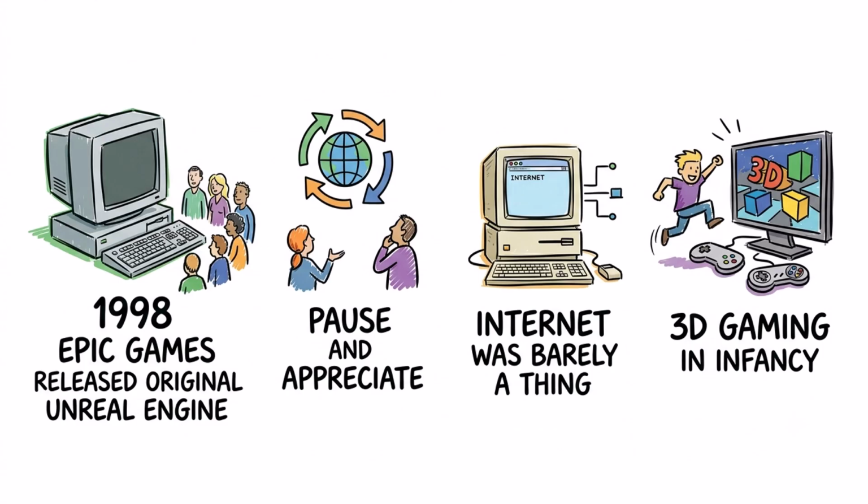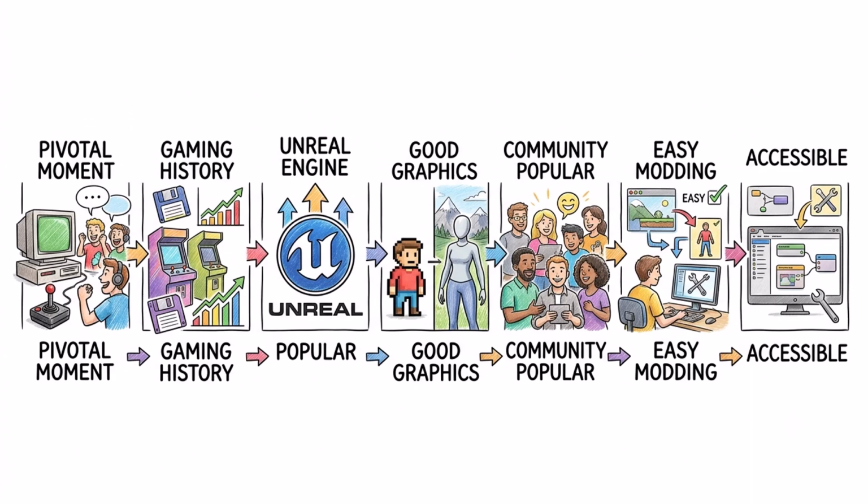Epic Games released the original Unreal Engine in 1998. Let's just pause and appreciate that. 1998, the internet was barely a thing for most people. 3D gaming was really in its infancy, and here comes this engine. It was a pivotal moment in gaming history, and it became so popular for a very specific reason. It wasn't just because the graphics were good for the time, although they were. It became popular with the community because it made modding quite easy and accessible.